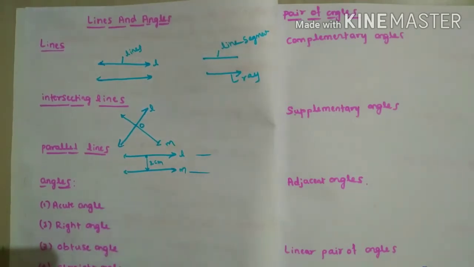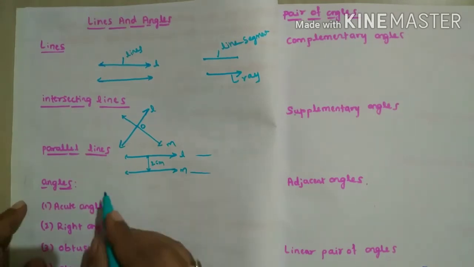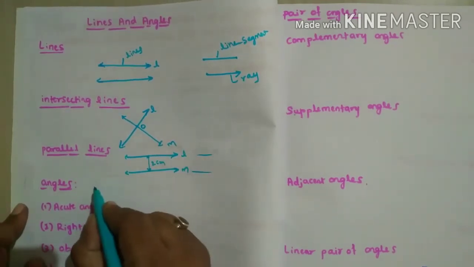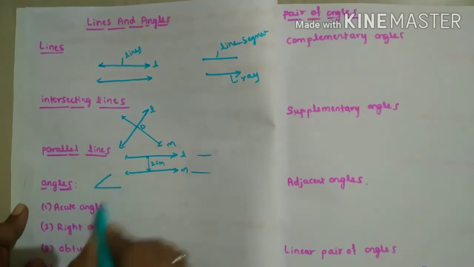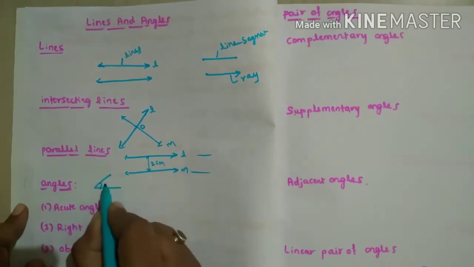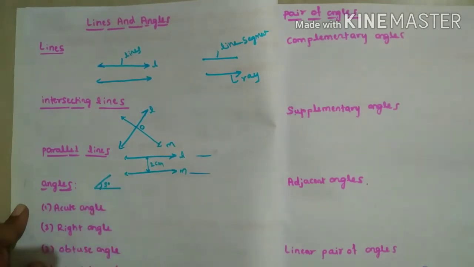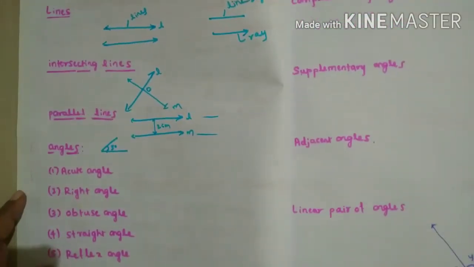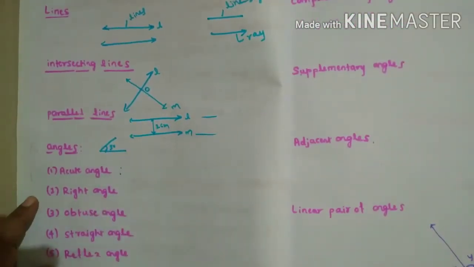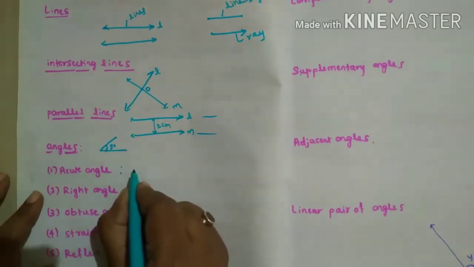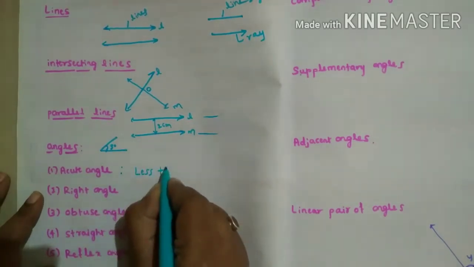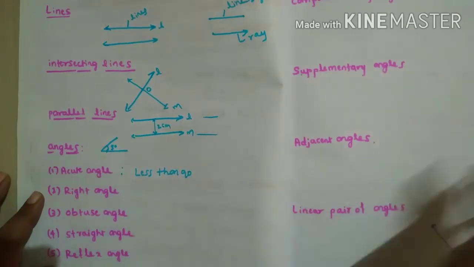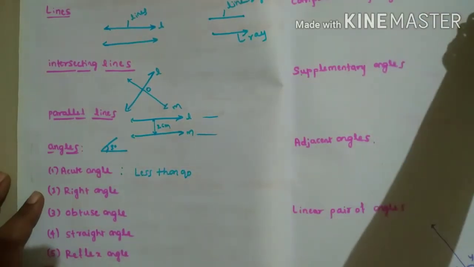Then we'll see about the angles. Already you know about the angles. If you take any one point and from this point you draw 2 lines, then we can call this an angle. We can represent it like this, 30 degrees. Any angle we can take there. In that some types of angles will come. Those angles you already know. First one is acute angle. Angle less than 90 degrees is called an acute angle.